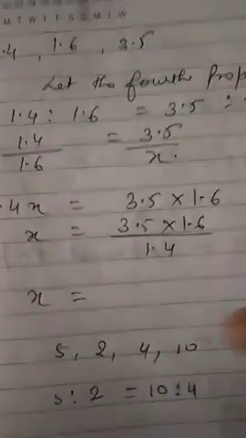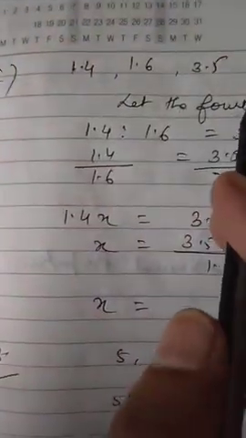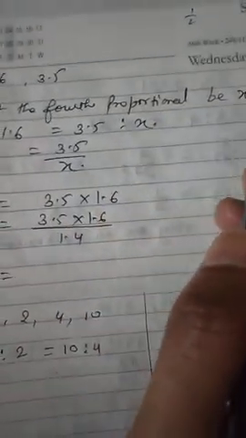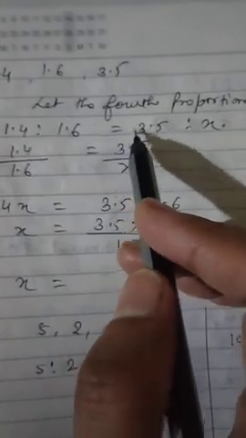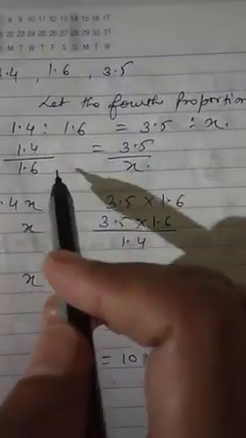Got it? Now let's see one more question. Part C, because it is given in decimals. Let the fourth proportion be X. So 1 is to 1.4 is to 1.6 is equal to 3.5 is to X.